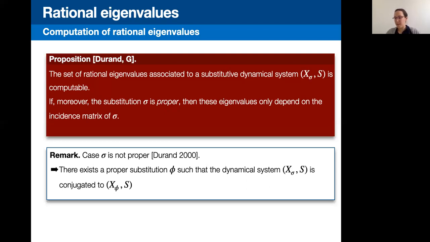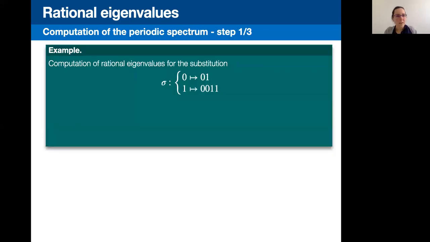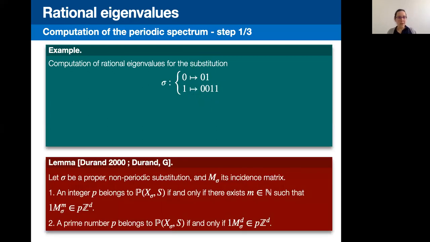So I will present an example and the lemma that we will use to compute the eigenvalues associated to this system. We have seen that to know the rational eigenvalues is equivalent to knowing the periodic spectrum of the substitution. So in our example, we will compute the periodic spectrum because the notation is a little bit easier. And we will conclude with the rational eigenvalues of the system. So we will now consider this substitution, which is proper because all the images of letters start with zero. So we will first need the following lemma.